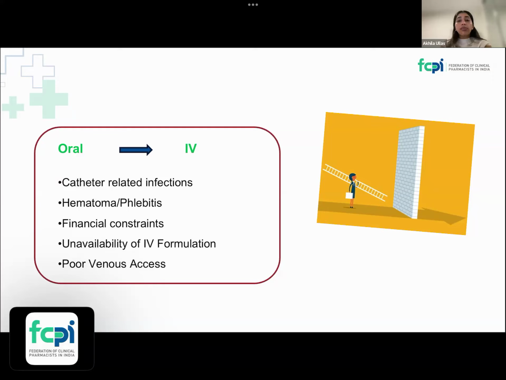Sometimes the patient won't be able to give the financial statements, and there is unavailability of IV formulations and poor venous access. So these are some of the issues or barriers that we see while switching from oral to IV.